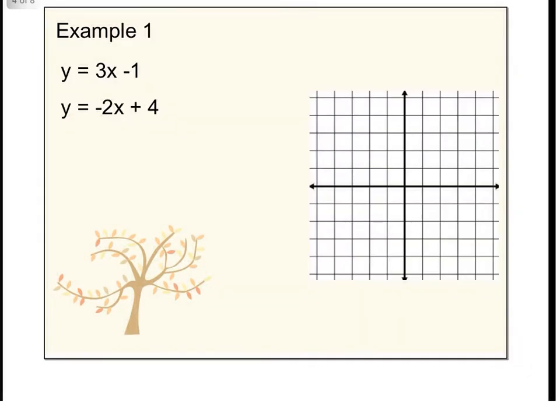So let's look at some examples. We have two equations here. They're both in slope-intercept form. So you have y equals 3x minus 1 and y equals negative 2x plus 4. Step 1 just tells us to graph the lines as we normally would.